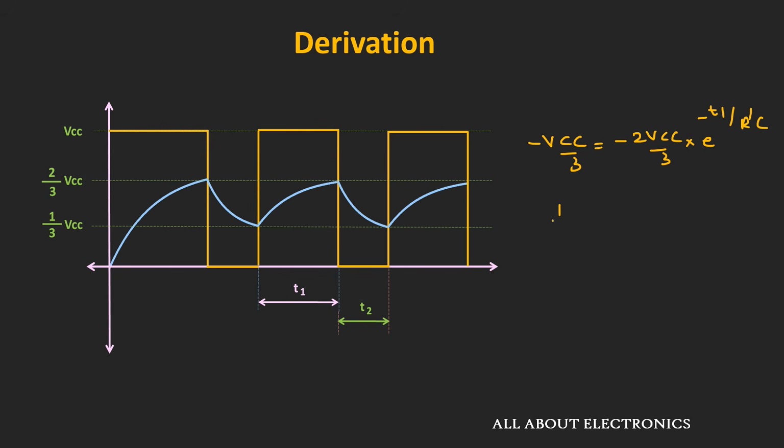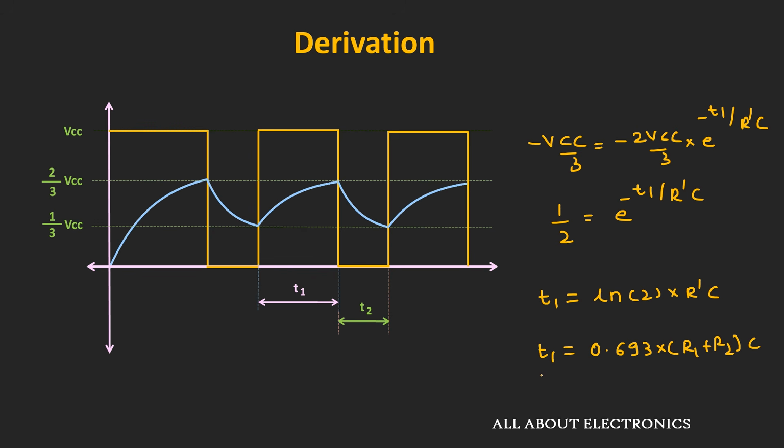Or we can say that 1 by 2 is equal to e to the power of minus T1 divided by R dash C. So now if we take a natural log on both sides and if we simplify this expression, then the value of this time T1 will come out as natural log of 2 times R dash times C. Or we can say that this time T1 will be equal to 0.693 times R1 plus R2 times C. So this is the time T1 which is required by the capacitor to charge from 1 by 3 VCC voltage to the 2 by 3 VCC voltage.